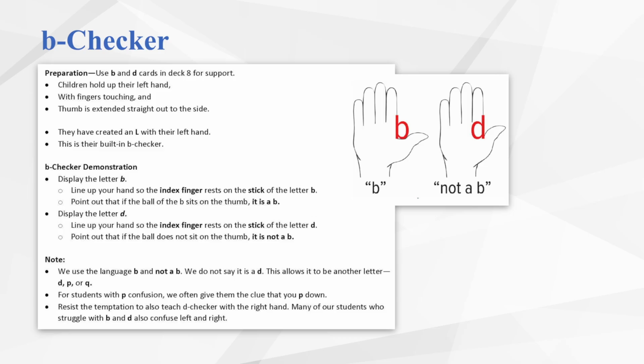If they identify that it's not a B, the first step is saying not a B, and then determining which letter choice is correct. Note the language that we're using and why. Just because it is not a B doesn't mean the letter is a D. They may need their B checker to differentiate between B and P. A couple of tips we'll offer in the demonstration video will support how you might instruct students to identify the letter as the second step.